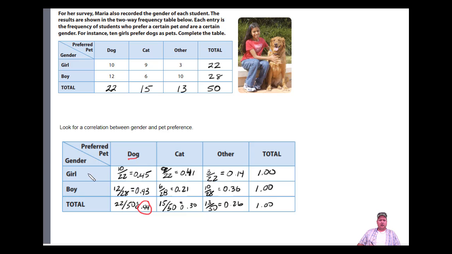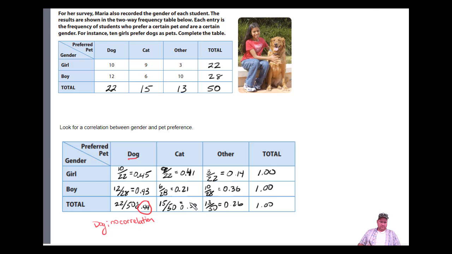And if you look at the columns of data for the girls, well, 45% of girls like dogs and 43% of boys like dogs. The total was 44%. And these numbers are all about the same, 44, 43, 45. So we will say for a dog, there is no correlation.